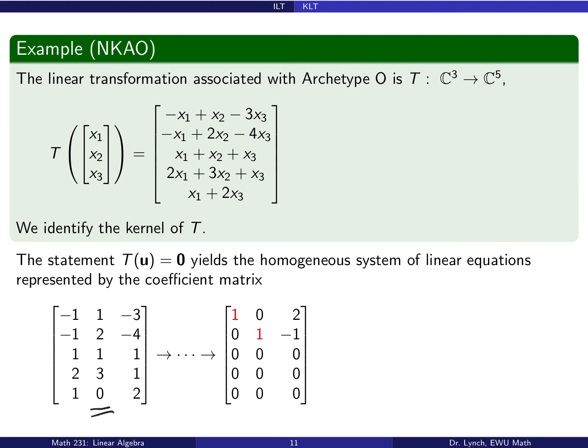So we see then that the homogeneous system of equations can be written as the span of a set of vectors containing just one vector, and here's that one vector. Since solving that homogeneous system is the same as finding the kernel, we see that the kernel is the span of a set of vectors containing just that one vector.